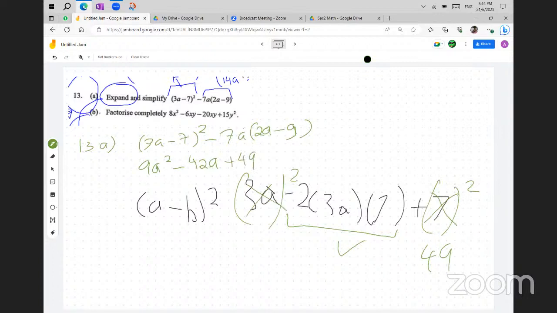Oh, you completed the first part. And now the second part is, wait, no, it's not the second part. It's 2a. It's quite hard to see. It's 42a plus 49. Very correct. Okay, do the next one, say minus 7a. Minus 7a times 2a.